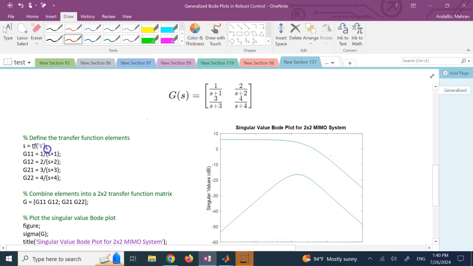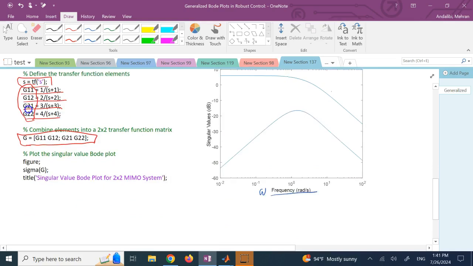I defined the transfer function for S and then said G11 is 1 over S plus 1, G12 is 2 over S plus 2, 3 over that, and 4 over that. Or you could simply use the transfer functions of 1,1, 1,2, and so on and so forth. Once you have these 4 individual transfer functions, you put them in a matrix format like this, and you get your matrix of transfer functions for the MIMO system.